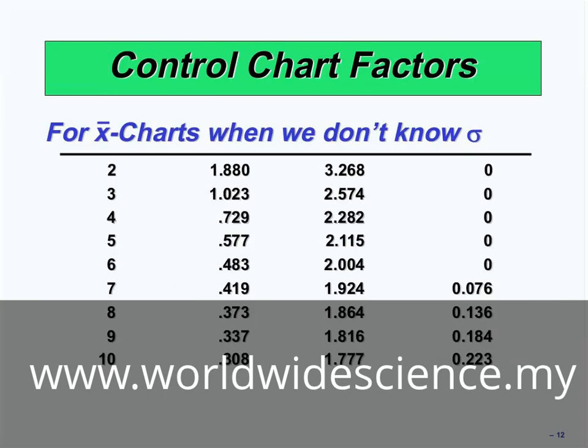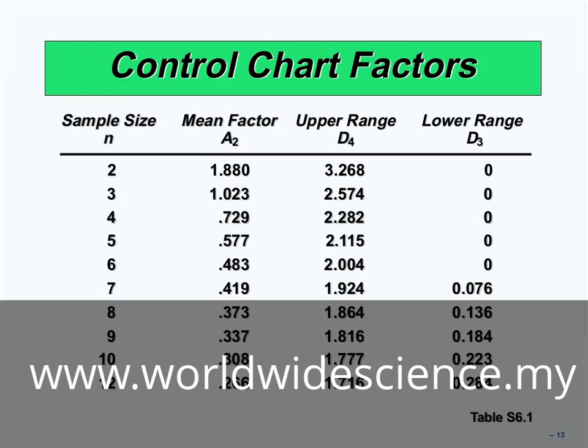What is A2? Here you can choose the A2. It's called the mean factor. When you have sample size n, according to your sample size, you should select A2 from this standard table. For example, the sample size in this example was 9, if you remember. So A2 is 0.337. Look at the sample size 9, A2 is 0.337.